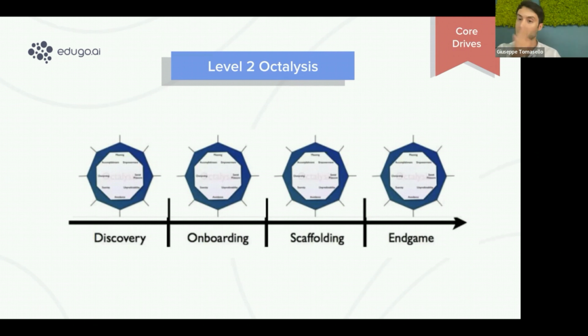For example, you have the discovery stage, when he is learning about your program. Then you have onboarding, when he is going through the onboarding process of your program. Then you have scaffolding, when you start to build up the experience inside the program, so he activates. And then you have the end game, where he achieves the goal. In language learning, you achieve proficiency and your language learning objective. So those are the level 2 Octalysis, and it's very important that you analyze each step and apply gamification at each single step.